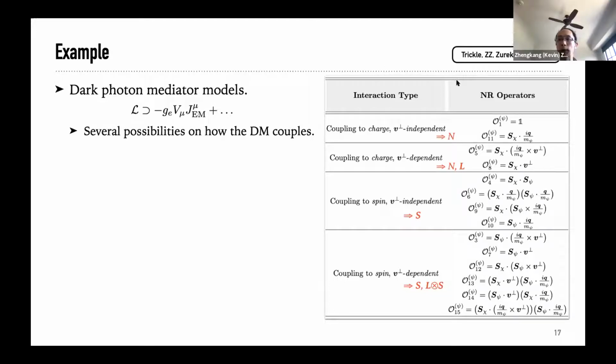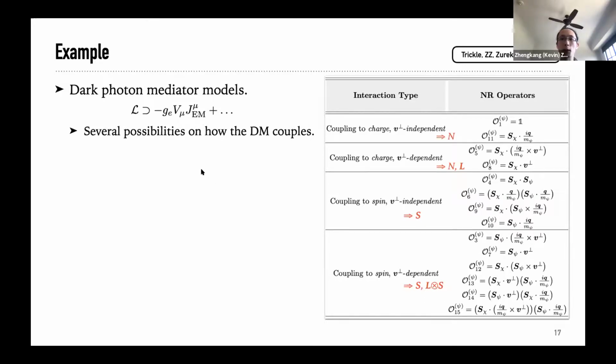So here I'm listing the set of operators again, but in this table, we put them into 4 categories depending on whether the operator couples to the charge or the spin on the standard model side. Charge in the broader sense, in that it can just represent a particle number, and also depending on whether the operator involves the relative velocity. This classification is motivated by the fact that the operators in the same category induce the same crystal responses, as you can see from the red text over here.